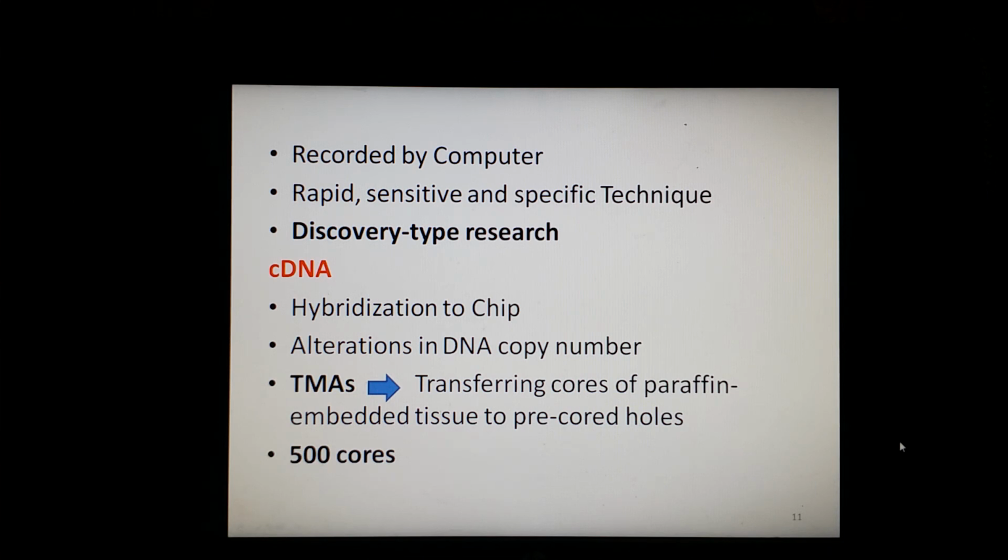Then alteration in DNA copy number can be measured by hybridizing the fluorescently labeled DNA from a tumor specimen to these chips. Hybridizing means attaching, basically. And these TMAs are constructed by transferring cores of paraffin embedded tissue to pre-cored holes in a recipient paraffin block, and over 500 cores can be placed in a single block by this technique. So this is how the complementary DNA derived from the tumor is hybridized to the chip in order to study the gene expression level. So you can see that this is basically discovery type research.